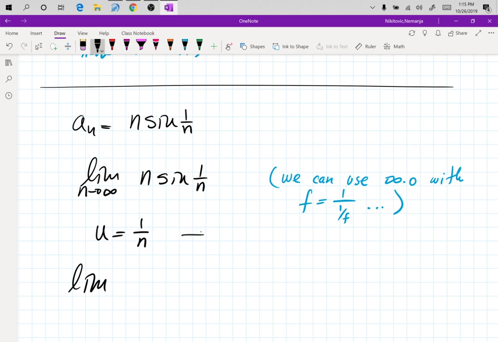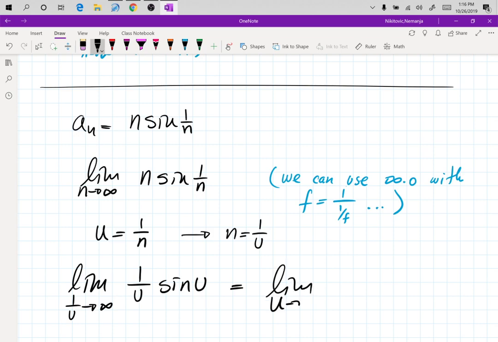Oh, and by the way, if u equals 1 over n, then n has to be 1 over u because they're opposites of each other. So n, which is 1 over u, goes to infinity, and now I have 1 over u for n times sine of u, and if 1 over u goes to infinity, then u must go to 0. So limit as u goes to 0 of sine u over u, and that's 1.